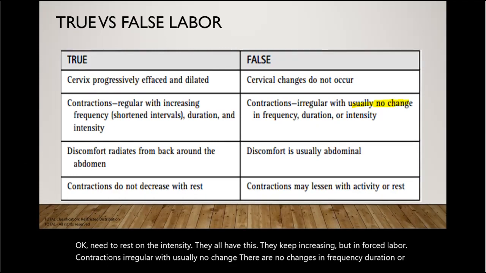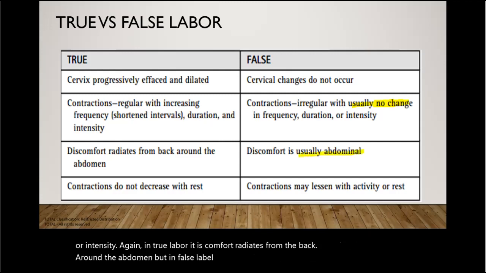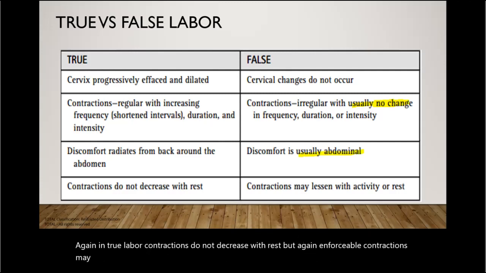Again, in true labor, the discomfort radiates from the back around the abdomen. But in false labor, the discomfort is usually abdominal. Again, in true labor, contractions do not decrease with rest. But in false labor, contractions may lessen with activity or rest.